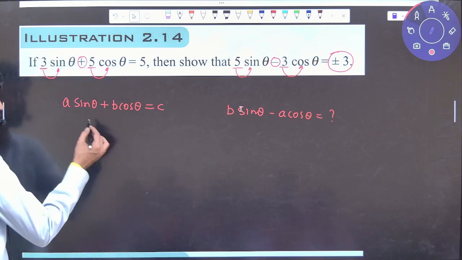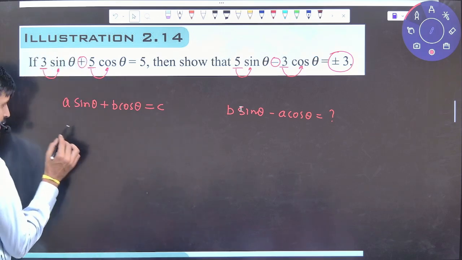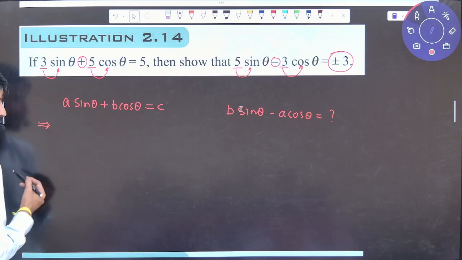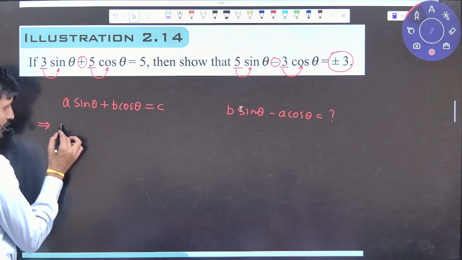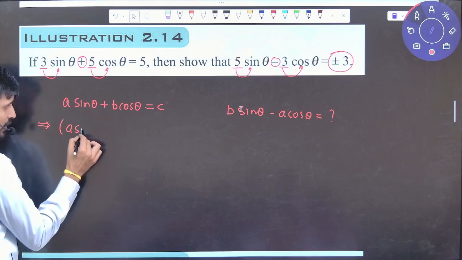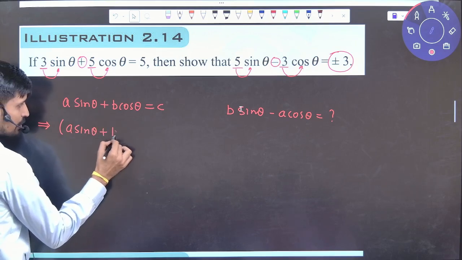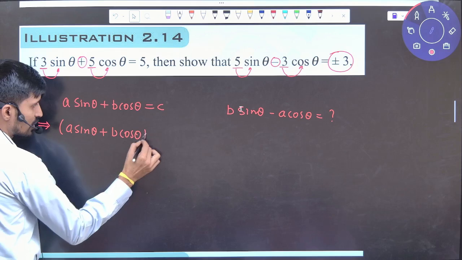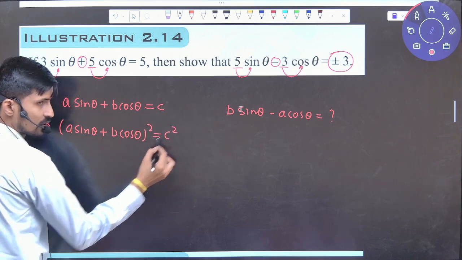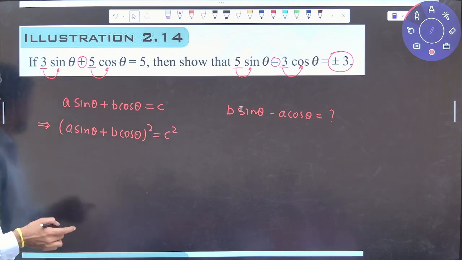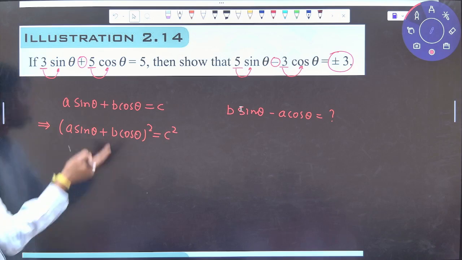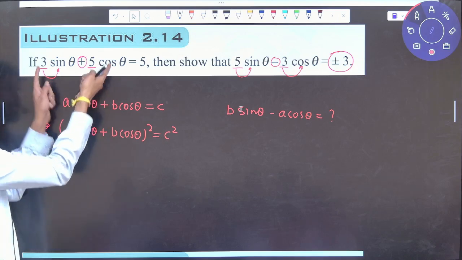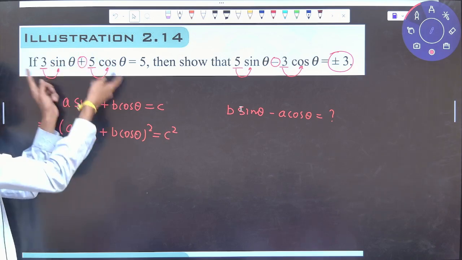Okay. So first of all, here what I will do, look carefully, see one thing. I am going to square both sides. So a sine theta plus b cos theta whole square is equal to c square. That is the first step, square both sides. So here also you have to square both sides. What you are learning is exchanging the cos and sine names.